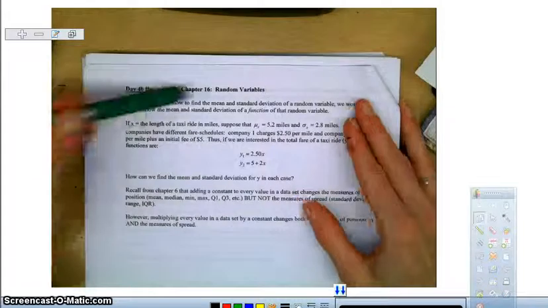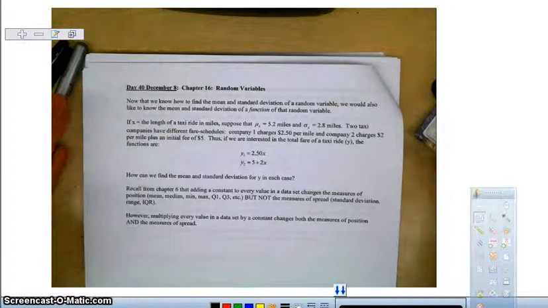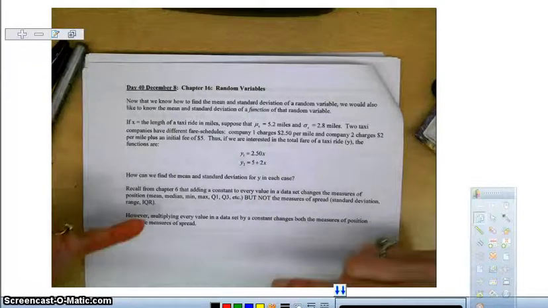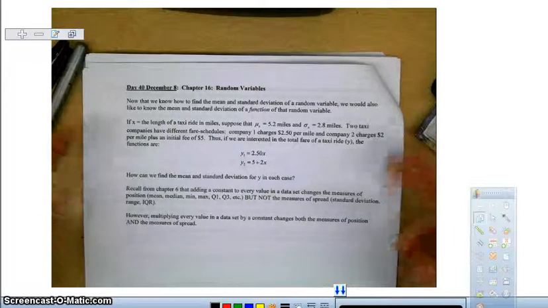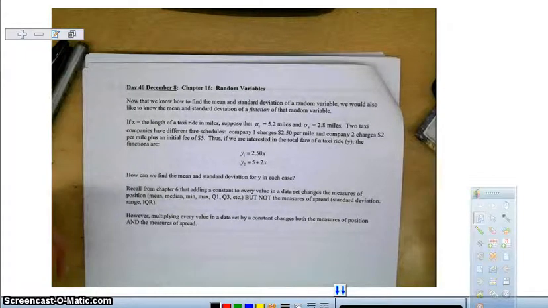All right, so we're looking at random variables today. Now that we can find the mean and standard deviation of a random variable, the expected value and the standard deviation, we would also like to know the mean and standard deviation of a function of that random variable.